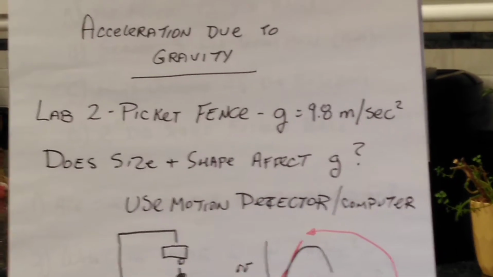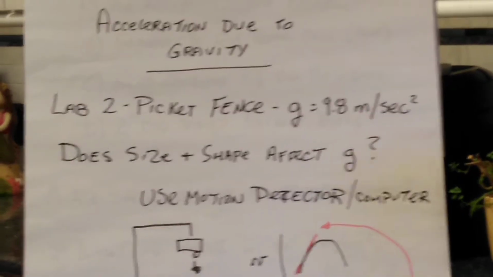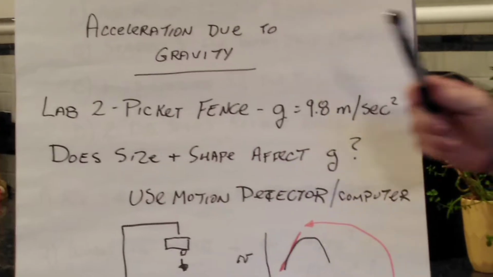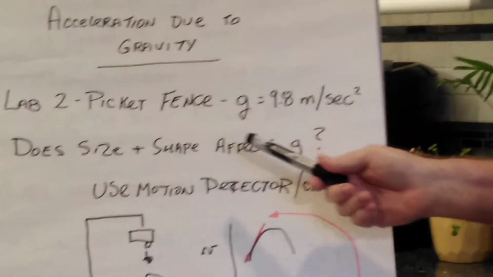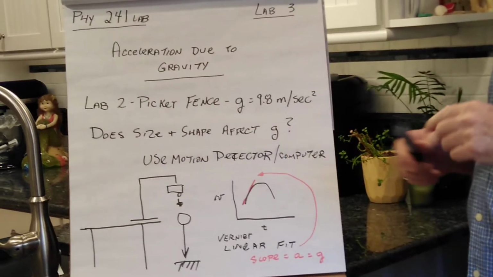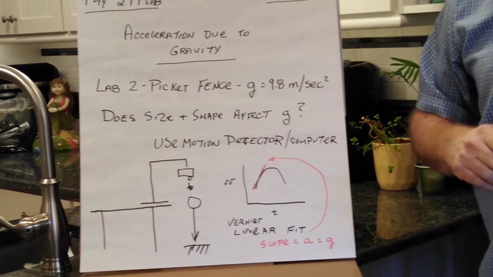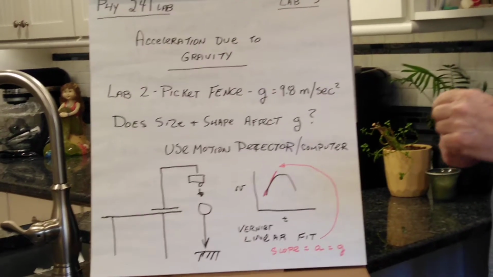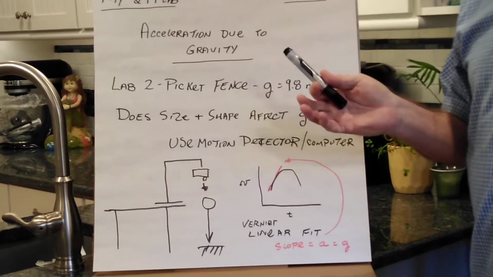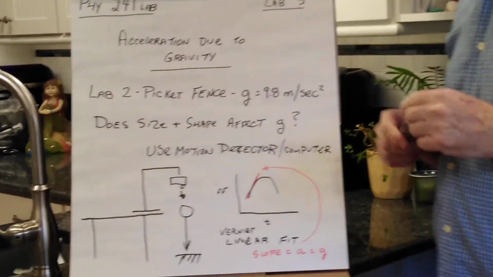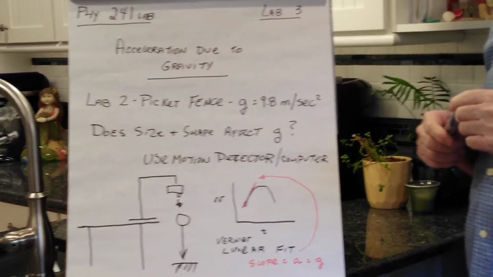The question now is raised, does the size and/or the shape of objects affect the gravity? Is it always 9.8 meters per second squared? Will different objects generate a different gravity, a different acceleration due to gravity?